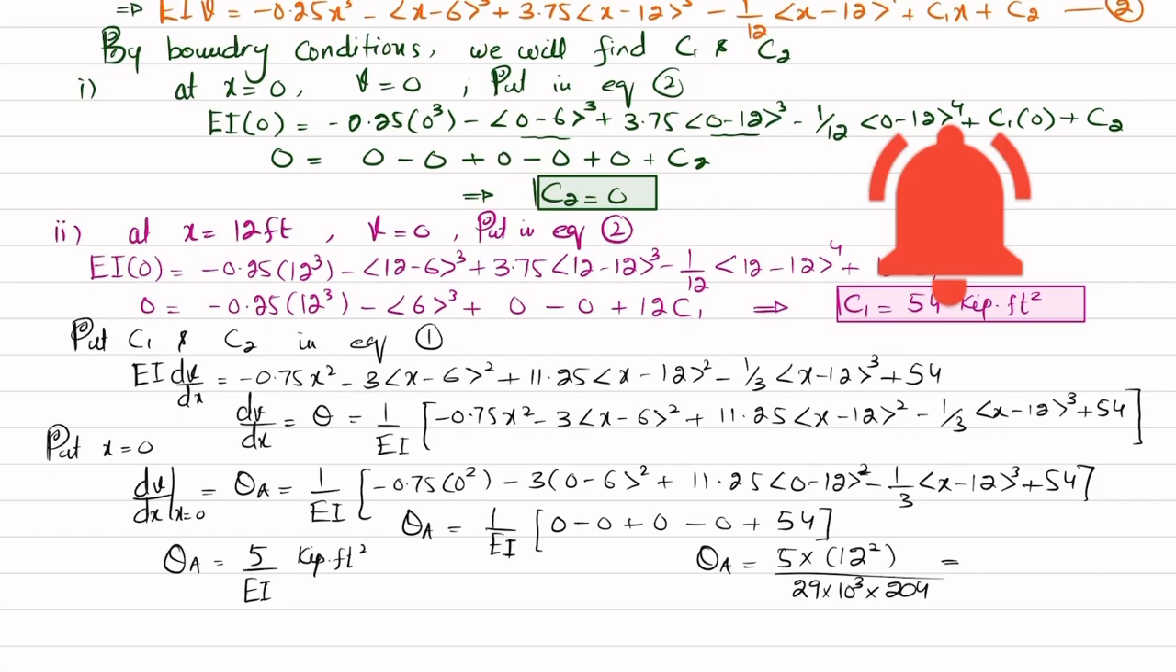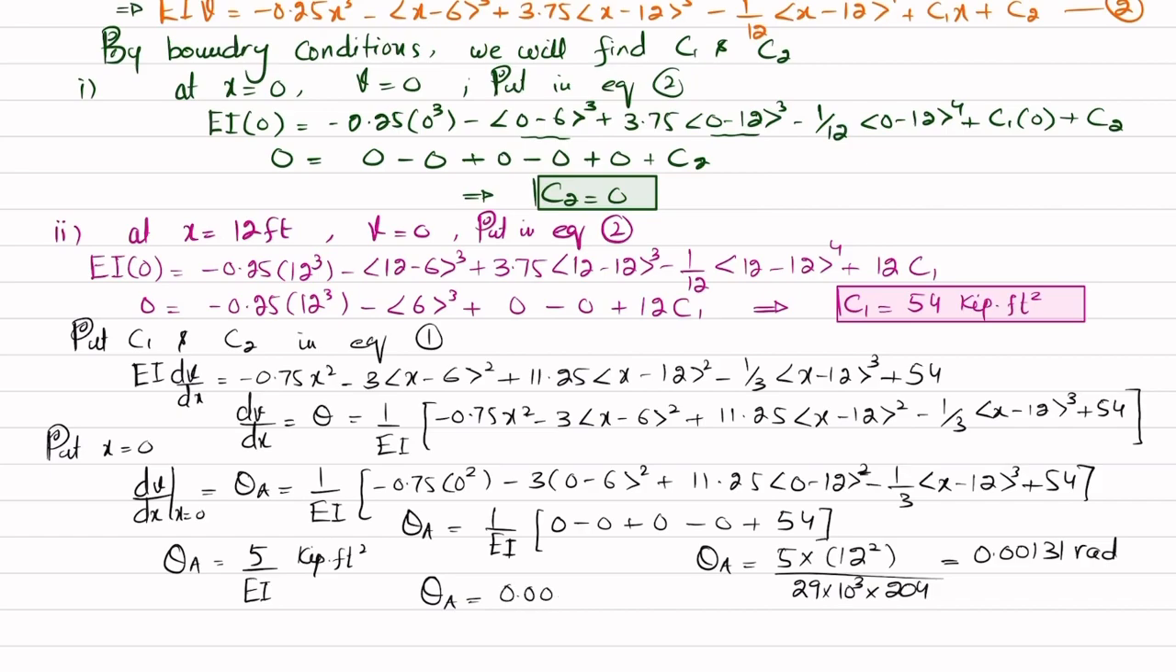So when you solve this, you will get theta A comes out to be 0.00131 radian. If you want to convert it into degrees, we know that 2 pi radian is equal to 360 degree. So 1 radian is equal to 180 divided by pi. So multiply it, and you will get theta A in degrees. So this is the answer of our first part.